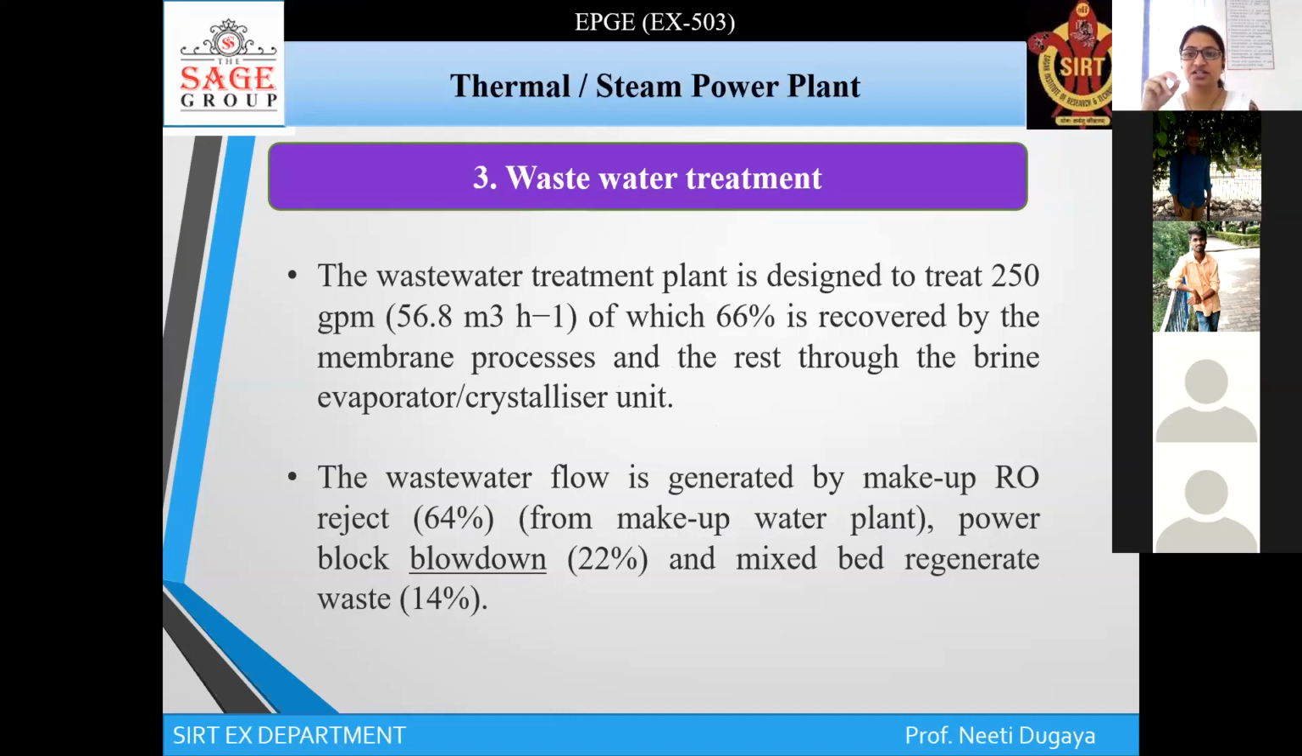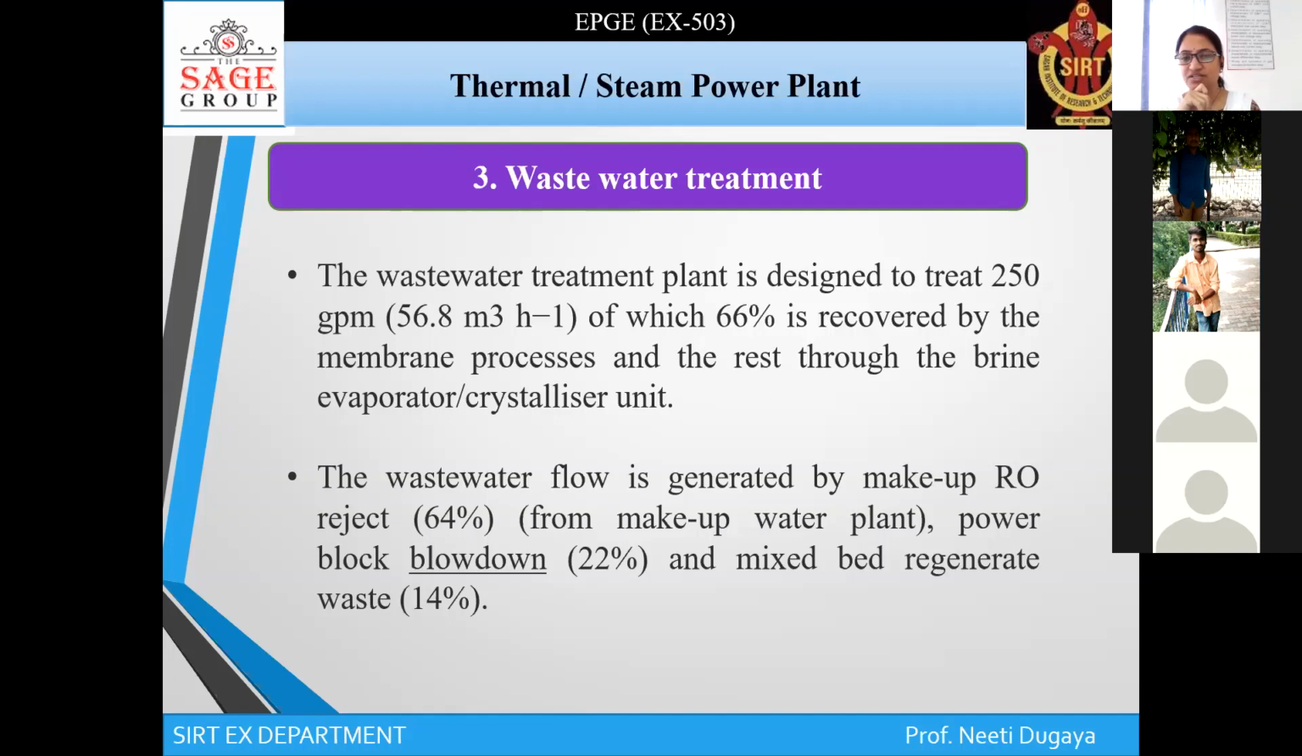This is the third block of the water treatment plant. The wastewater treatment plant is designed to treat 250 GPM, out of which 66% is being recovered by the membrane process. Membranes filter out the water, keeping the solid waste behind after filtering it through the membrane, and the rest goes through the brine evaporator or crystallizer unit.